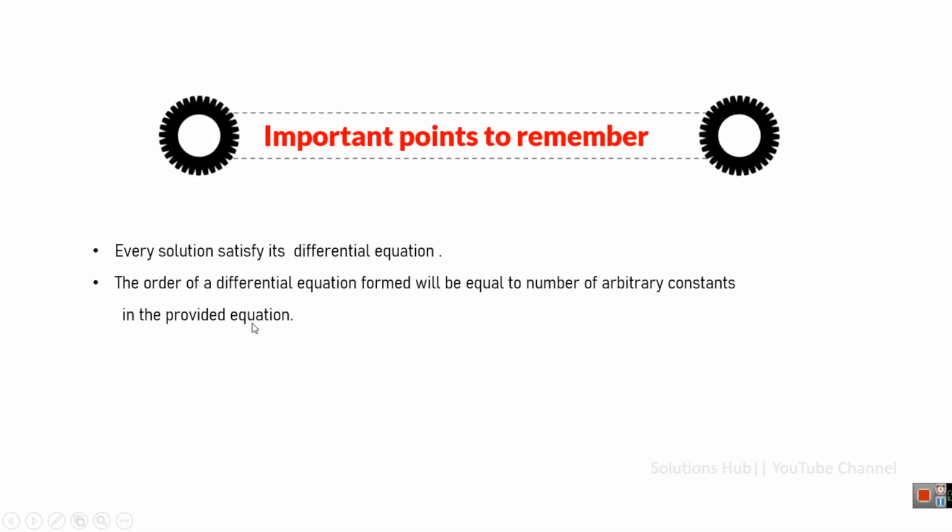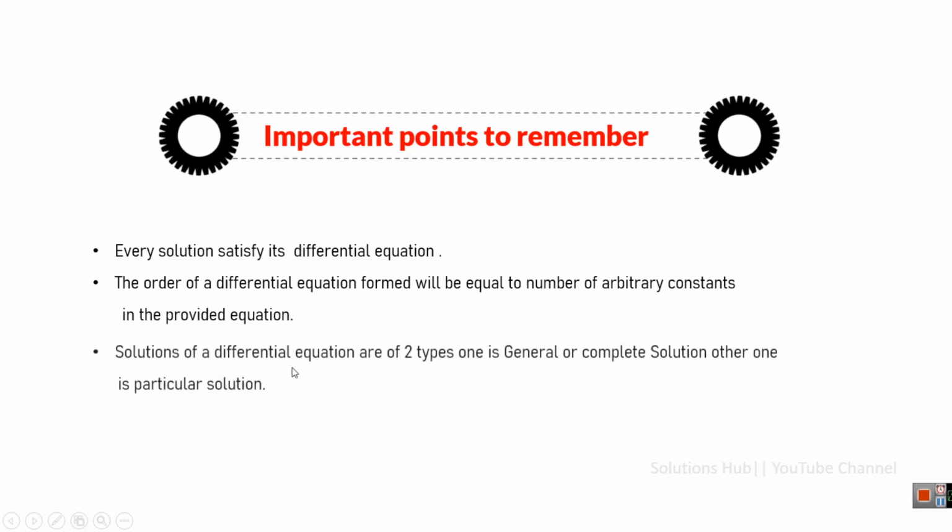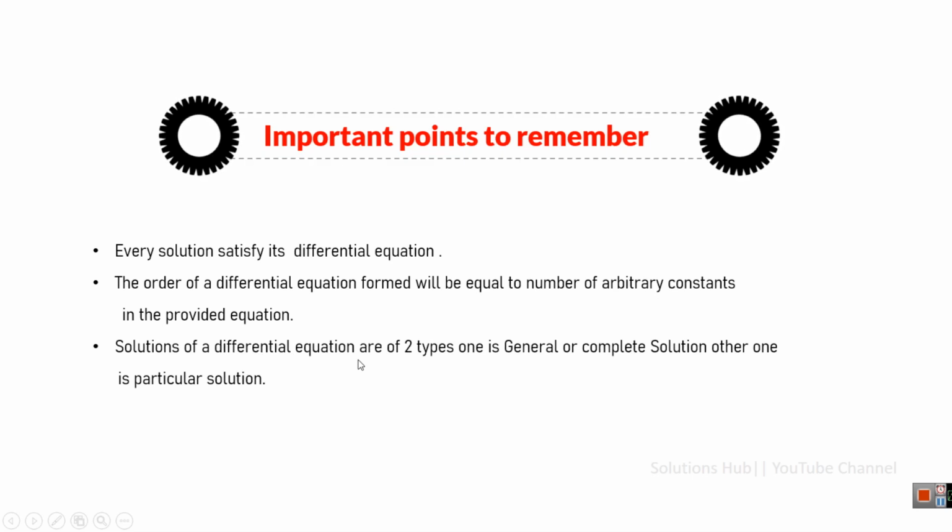As you have seen, the order of the differential equation is equal to the number of constants appearing in the general solution. So the order of the differential equation will always be equal to the number of arbitrary constants available in the given relation or equation. And in the last, I'm going to discuss the solution. Solutions of differential equations are basically of 2 types. One is called the general or complete solution, and the other one is called a particular solution.